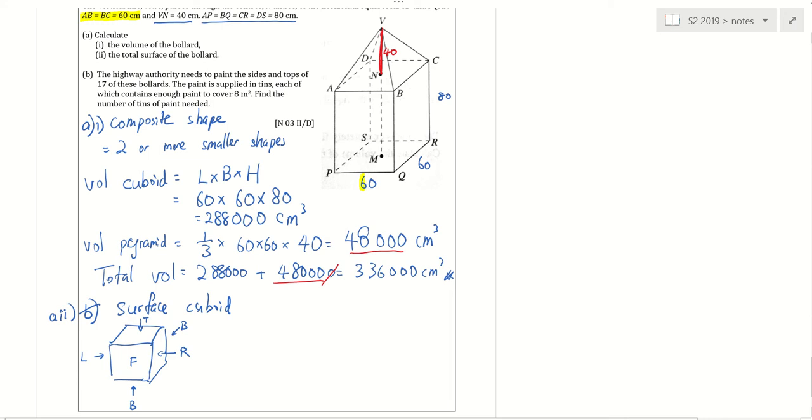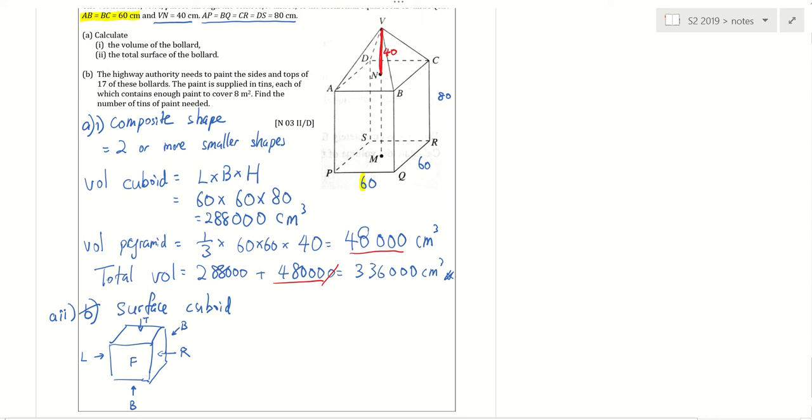Do I need to count the bottom or not? The answer is yes, because total surface area includes the bottom. But do I count the top? No, because it's blocked by the pyramid. Do I make sense? Okay, so I only need 5 surfaces.